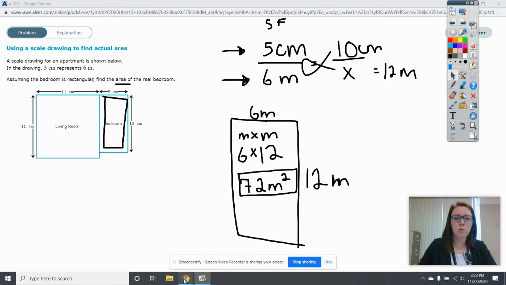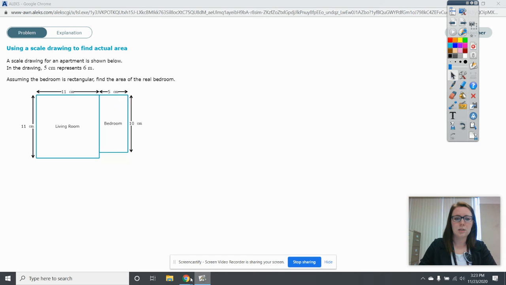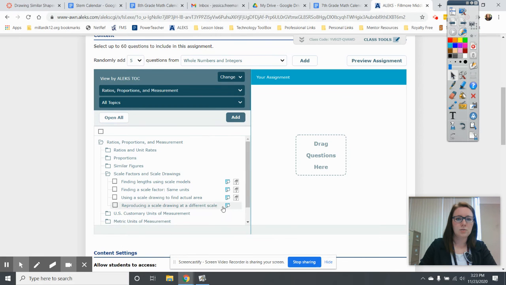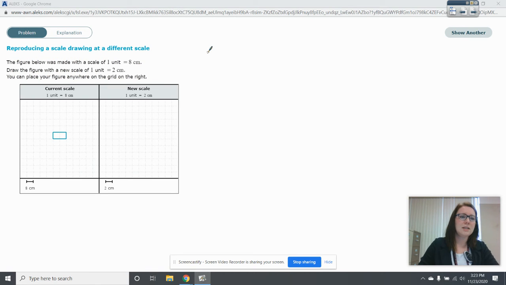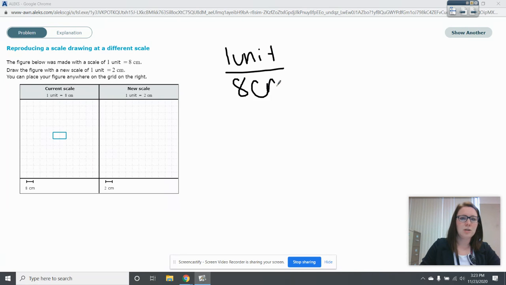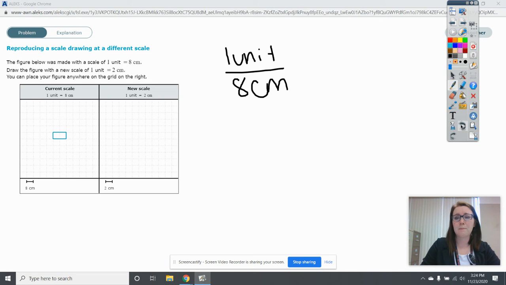Okay, we're going to do one more example. Okay, again, we're going to have a scale factor here. It says the figure below was made with a scale of 1 unit is 8 centimeters. 1 unit means like one square. Oh, and now that I've done that, I realize that they're saying one right here, this is 8 centimeters, so I apologize. That's what they're saying. They're saying one of those is 8 centimeters.